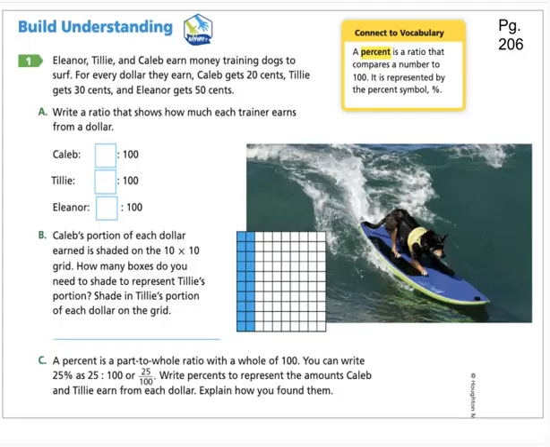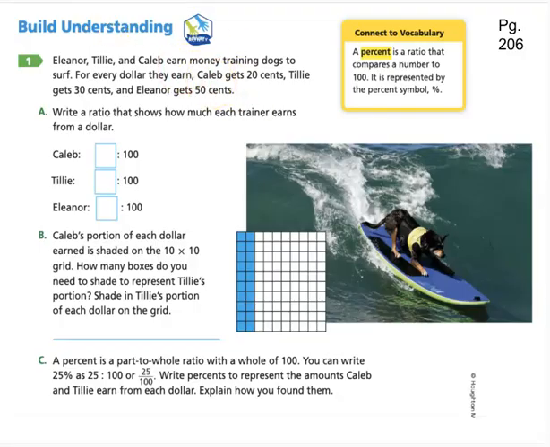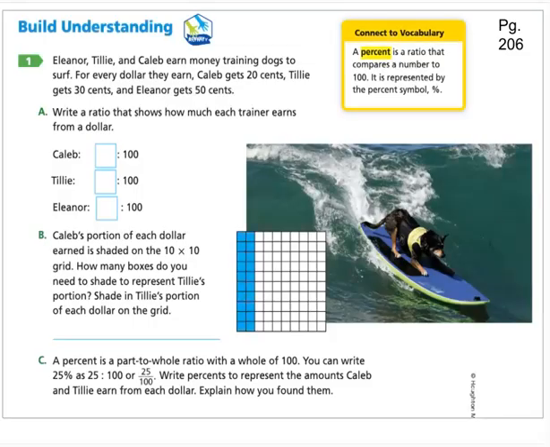training dogs to surf. Now, Caleb gets 20 cents, Tilly gets 30 cents, and Eleanor gets 50 cents. And all of that is out of 100. We know cents means out of 100. So Caleb's ratio would be 20 to 100. Tilly would be 30 to 100. Eleanor would be 50 to 100. I would think of it as money, cents, because we know 100 pennies or 100 cents equals $1.